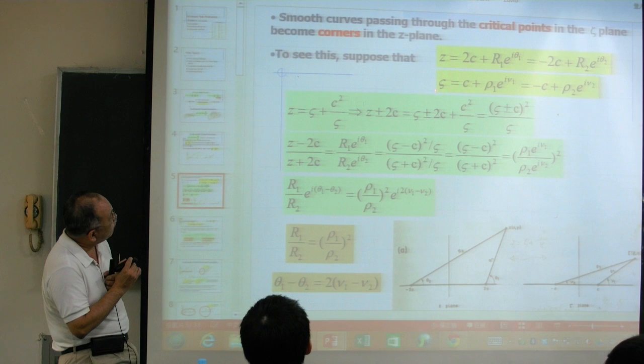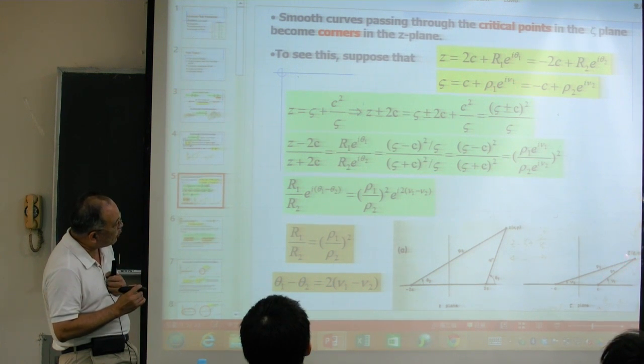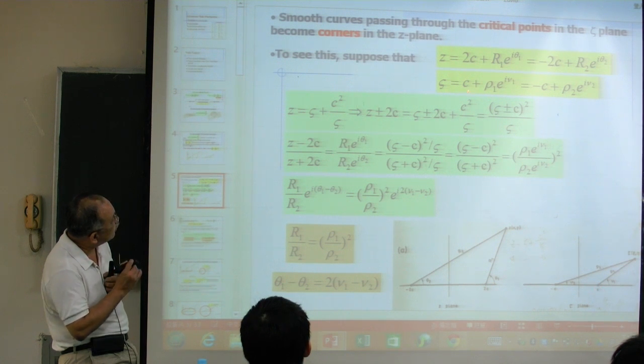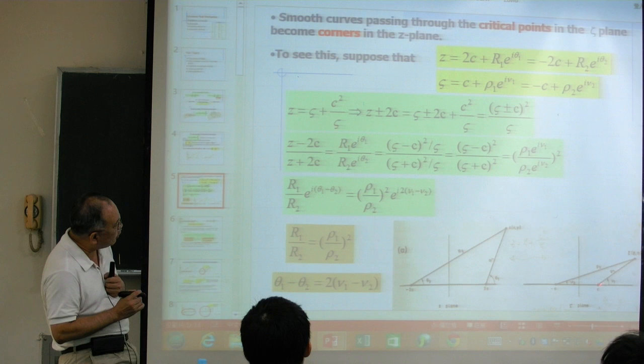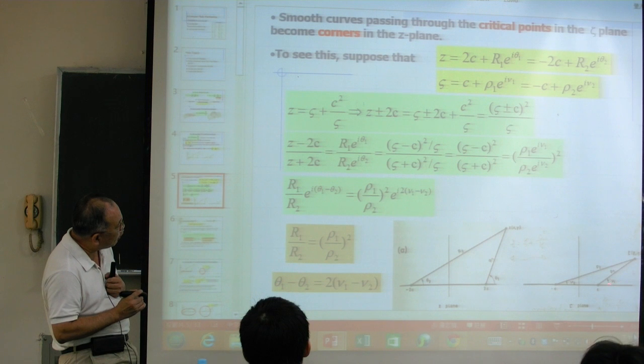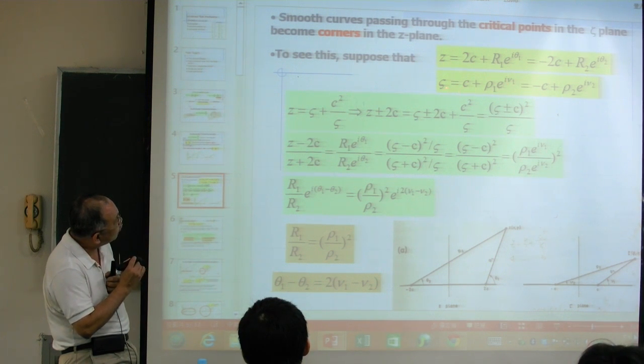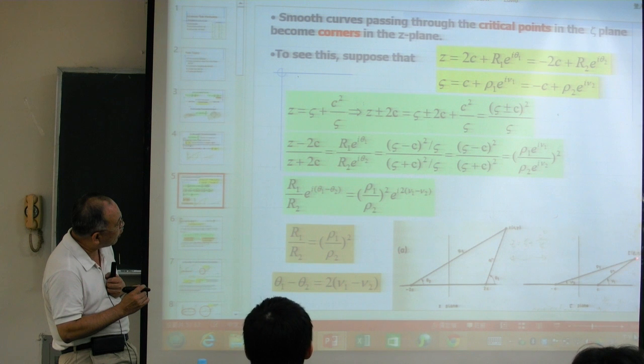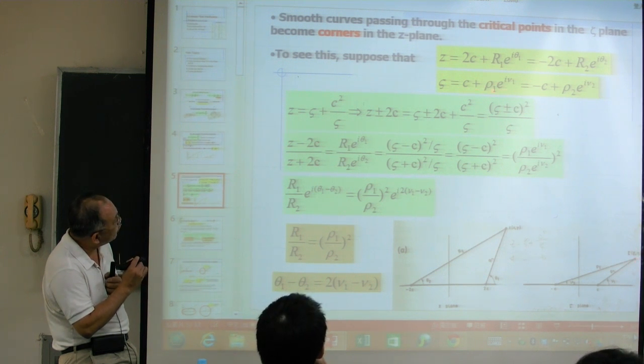Okay, so if we have zeta equal to c plus rho 1 e to the i mu 1, that's the coordinate corresponding to this point, for any point. I would like to write down the coordinate corresponding to this point here. So this point is c, right? And the distance from here to here is rho 1, and the angle here is mu 1. So I can write down this point's coordinate like this.